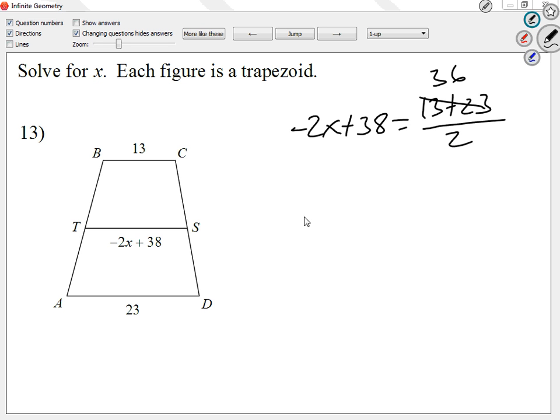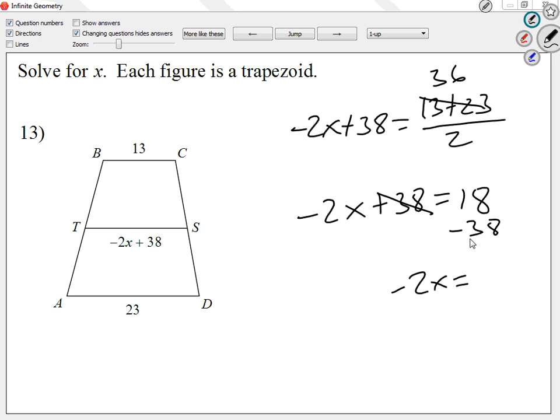So we're going to write negative 2x plus 38 is equal to 18. Right? We work the fraction. It's all numerical, so we can simplify to just a number. Then I'm going to move the 38 to the right as a negative 38. So I get negative 2x equals, how much is 18 minus 38? Negative 20. So if negative 2x equals negative 20, what's x? X equals 10.